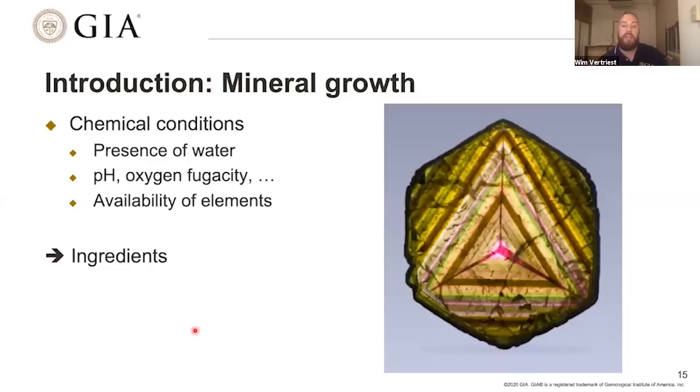Which ingredients do you have to build your minerals with? And availability is something else than presence. Sometimes the elements are present, but they're simply not available because they're already locked in a different mineral. So the availability of elements is really critical when you build minerals and gemstones. We can compare that with the ingredients that you need to build your mineral.